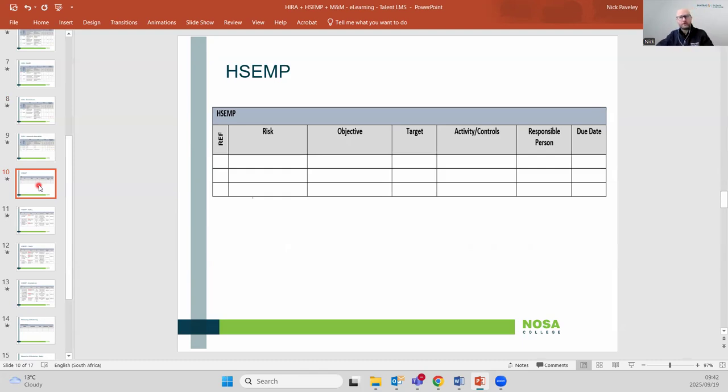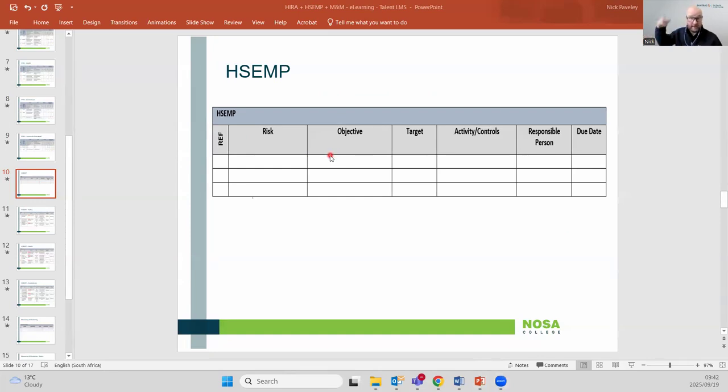From that HIRA, you're then going to move on to the HSEMP, and you're going to develop a management plan based on the HIRA that you developed. Now, this is why it's important to get your HIRA correct. Get your correct hazards formulated, get your correct risk with consequence formulated, because if you go wrong in your HIRA, that is going to be devastating, because now the information pulled from your HIRA into your management plan is also going to be incorrect.